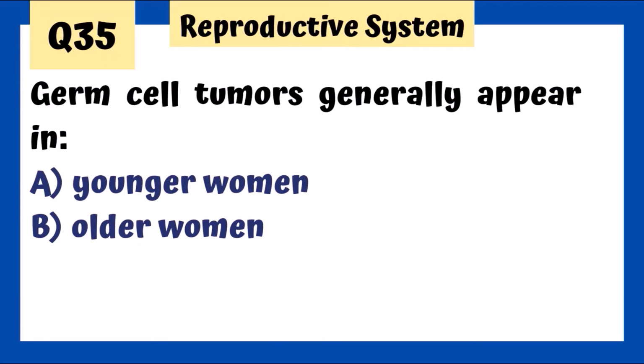Question 35. Germ cell tumors generally appear in younger or older women. Younger women, that's what germ cell tumors are all about. They present in younger patients. The benign surface epithelial tumors present in about the middle-aged patients, and the malignant surface epithelial ones present in older ladies.